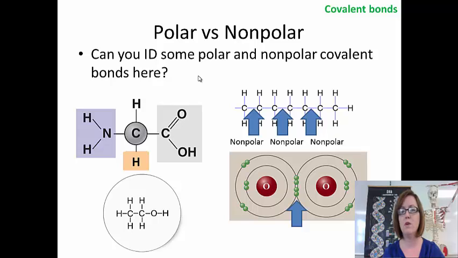How about this bond? It's a double covalent bond. Is that polar or nonpolar? Well, we have two of the same atoms forming a bond, and that's the important thing. It's going to be nonpolar. Both of the oxygens have equal electronegativities, and they both pull the same on those electrons. Oxygen-hydrogen here, that's polar. Carbon-hydrogen, nonpolar.